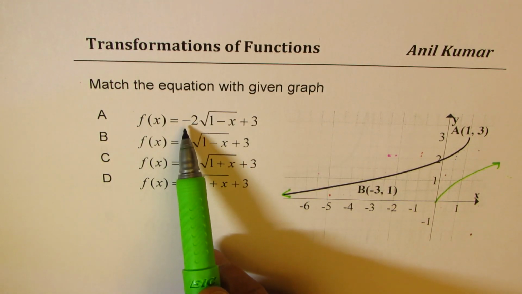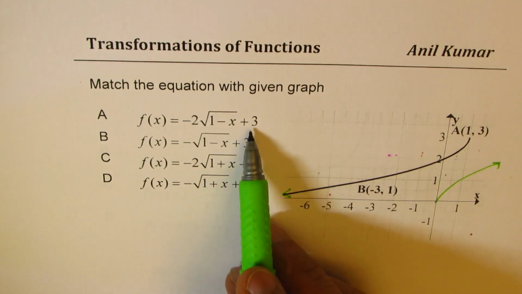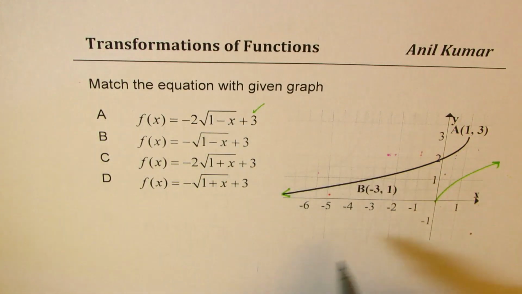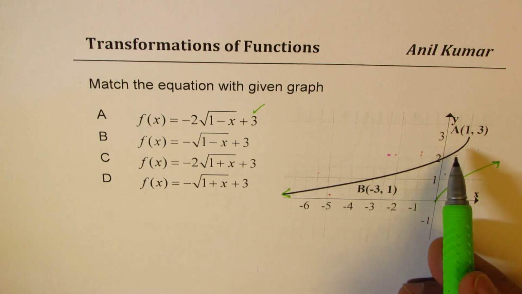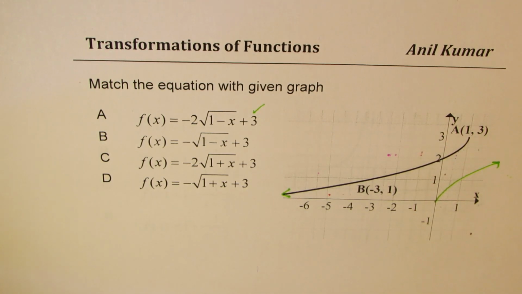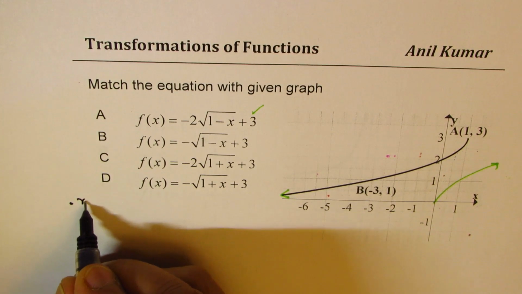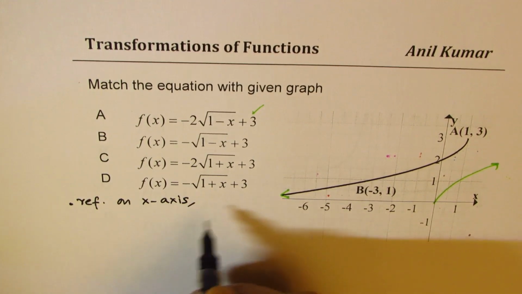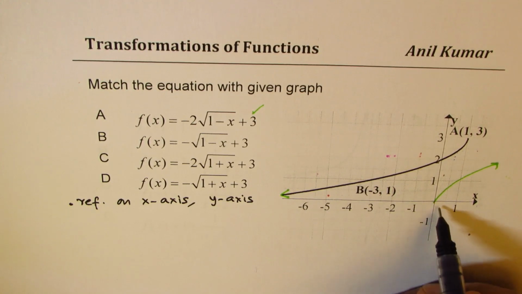Now, minus means reflection on the y-axis, and plus 3 means moving it up. So it shows the shape. So plus 3 is okay. Now this point is at 1. That means we have moved it 1 unit to the right. Right? 1 unit to the right. And we have also reflected it on the y-axis. So if you write down the transformations, what we have done here is we have reflected on the x-axis and also on the y-axis. Right? We went down and then flipped it.